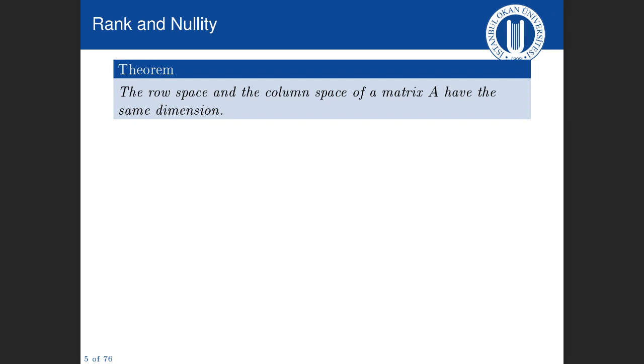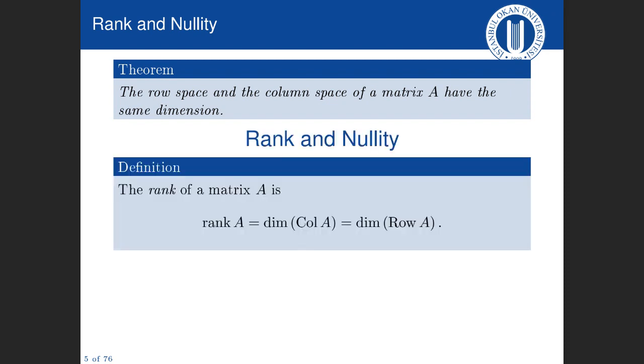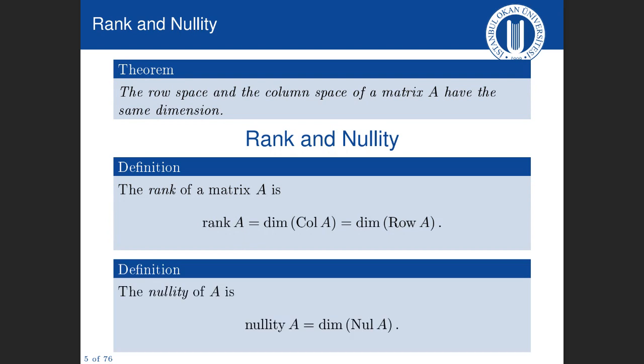And this is an important number. The dimension of the column space of A, which is the same as the dimension of the row space of A, is called the rank of A. And the nullity of A, we had one more space last week to talk about. The nullity of A is the dimension of the null space of A.